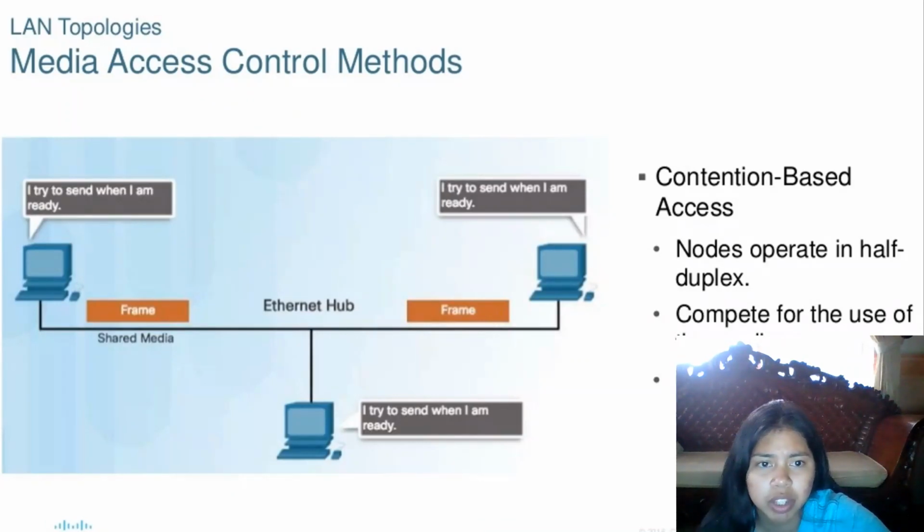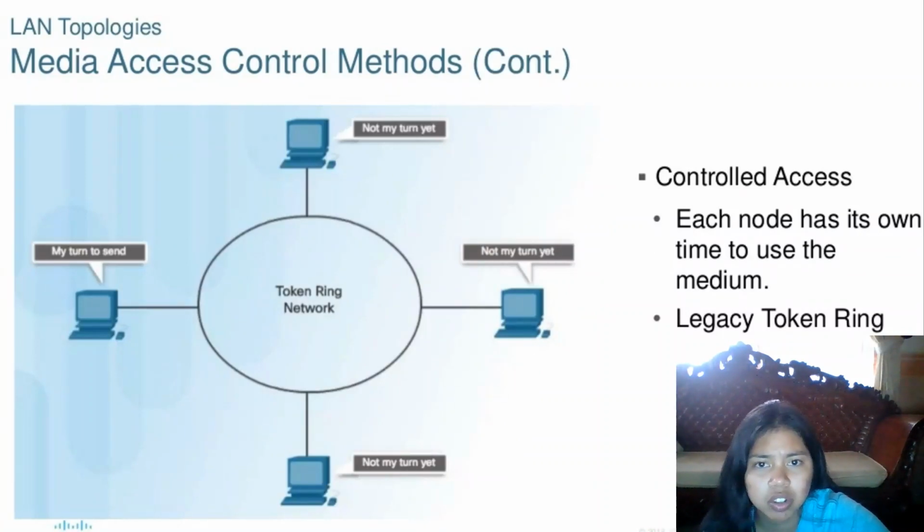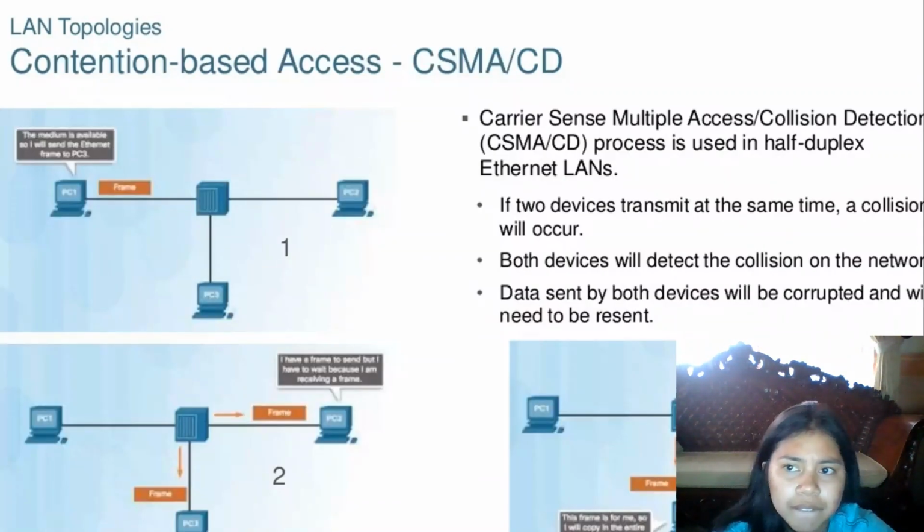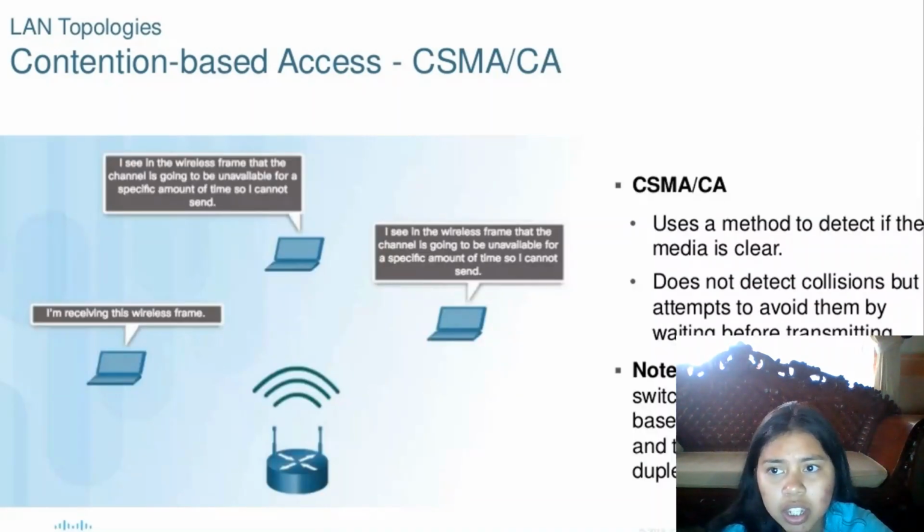Media access control methods. Contention-based access: nodes operate in half duplex and compete for the use of the medium. Controlled access: each node has its own time to use the medium. Contention-based access, CSMA/CD, carrier sense multiple access with collision detection. Contention-based access, CSMA/CA.